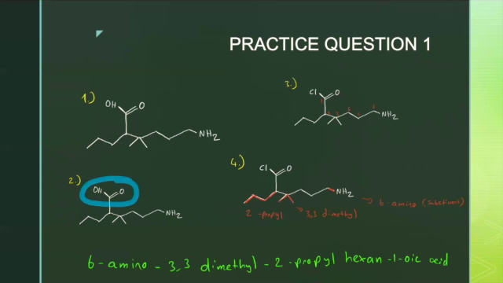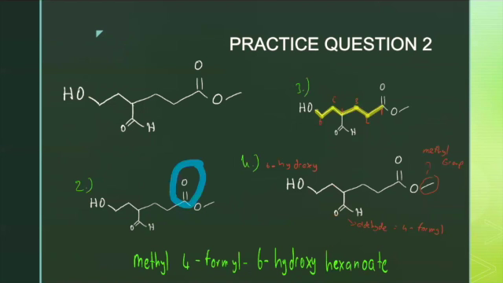Let's go see another example. In this example, we first determine the highest priority functional group, which in this case is the ester. Then we determine the continuous longest carbon chain, which starts from the left of the ester group up to the hydroxyl group. Therefore, the parent name would be hexanoate.